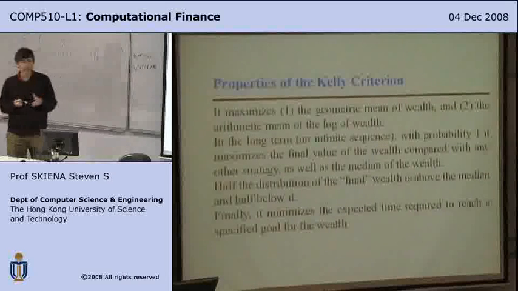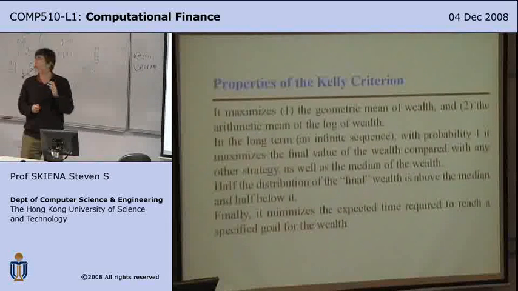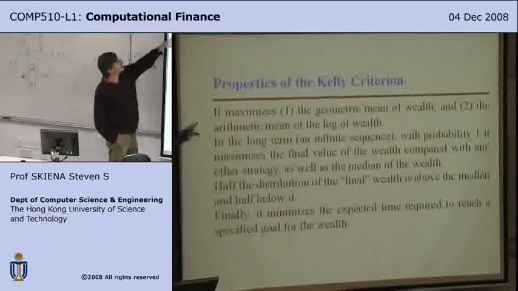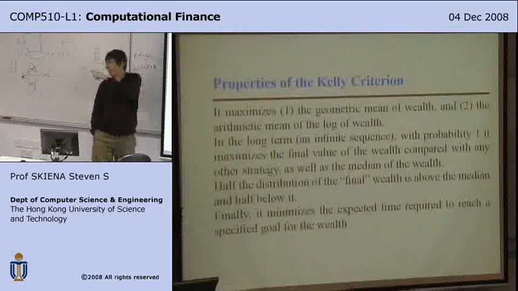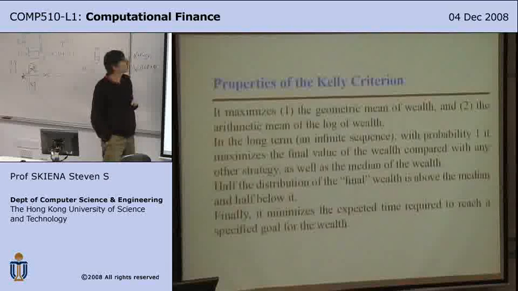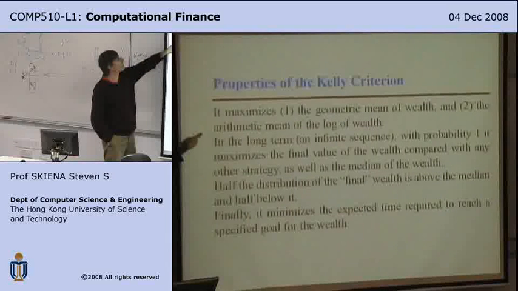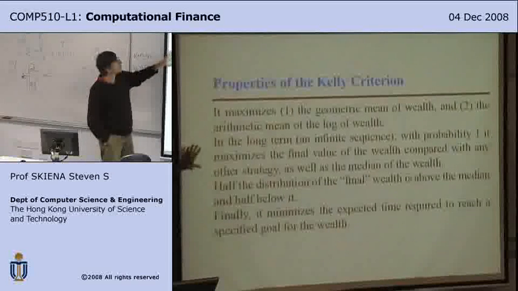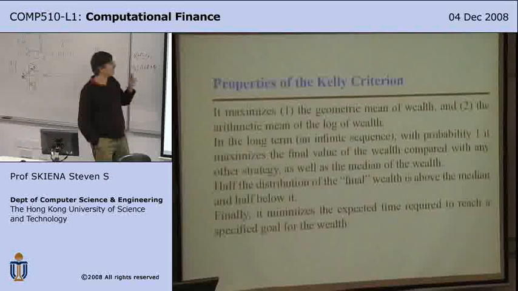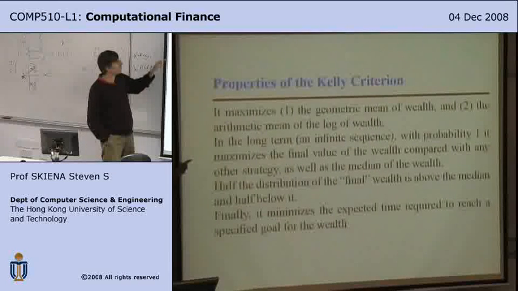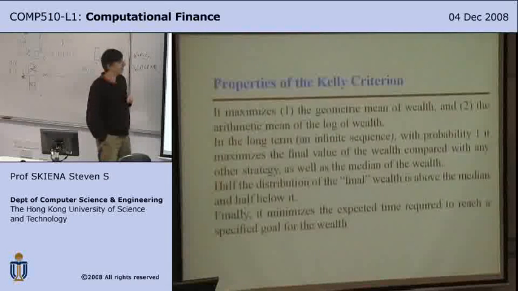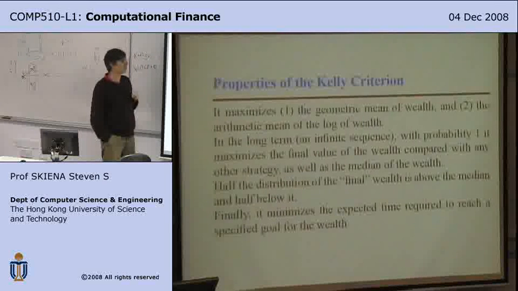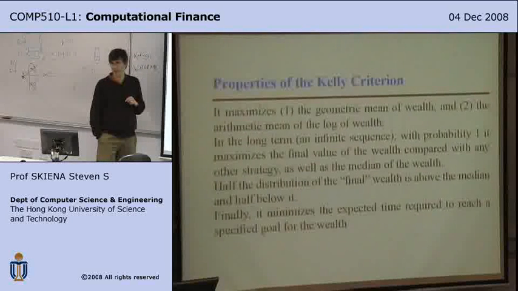So if you use the Kelly criterion and you play this game according to that, there are good things that will happen to you. You will maximize the geometric mean of your wealth, not the arithmetic mean of your wealth. You will also maximize the arithmetic mean of your log wealth, because they're equivalent things. In the long term, in an infinitely long sequence, with probability 1, this strategy will maximize the final value of your wealth compared to any other strategy. Betting the Kelly fraction will maximize the median of your wealth over any other strategy.